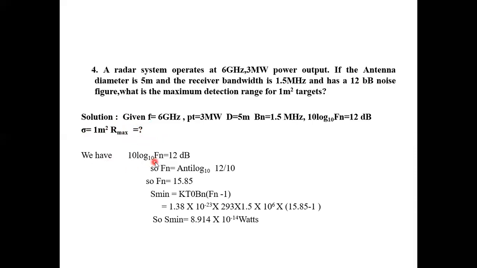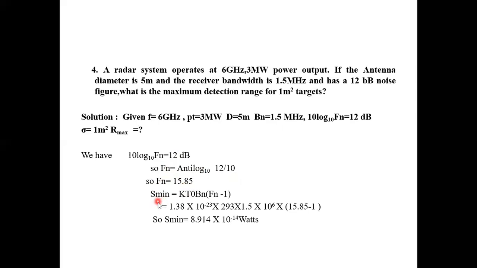So we have 10 log 10 Fn equal to 12 dB. Therefore Fn can be given as the anti-log of this. If I want to convert in terms of anti-log, it will be 12 by 10. After calculating this, we will get the Fn value as 15.85.